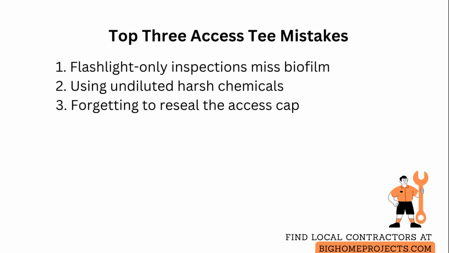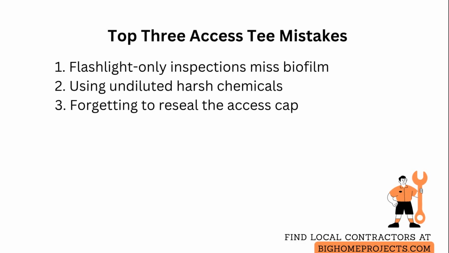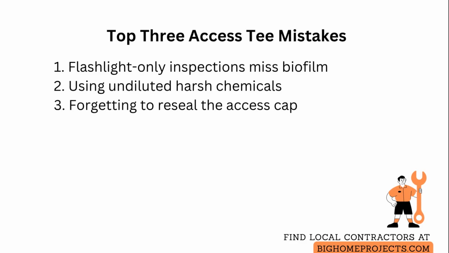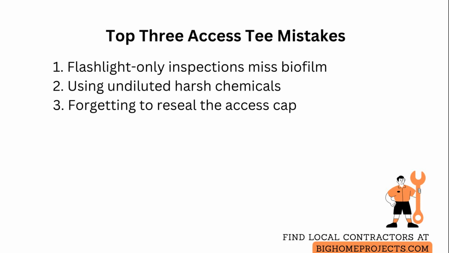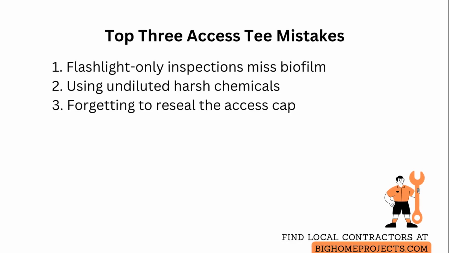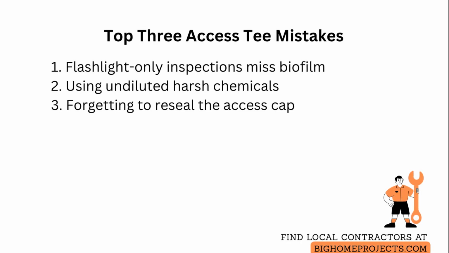Common mistakes include relying on a flashlight inspection alone, which misses slimy biofilm deep in the trap. So use a small brush through the access T and flush with water to physically remove deposits. Another issue is using harsh chemicals like bleach undiluted, which can corrode plastic fittings and harm drain pans, so choose mild acidic or enzyme cleaners and follow dilution instructions.